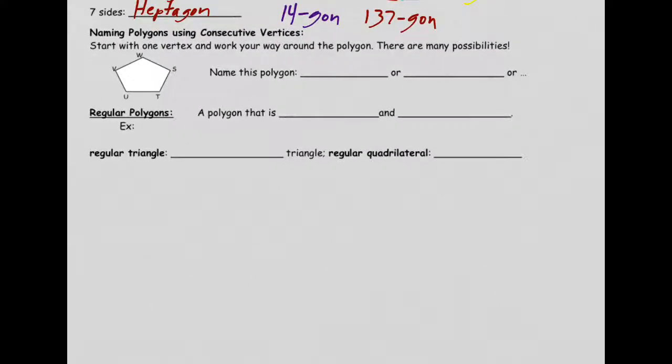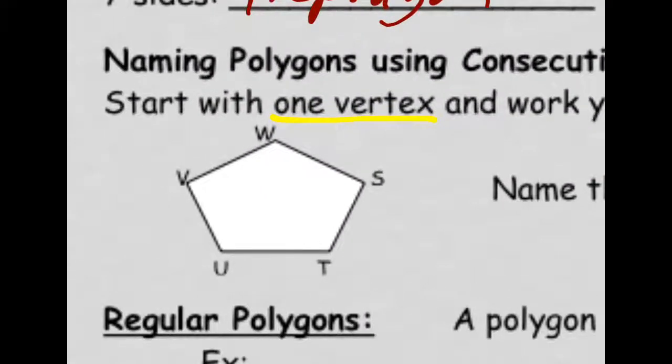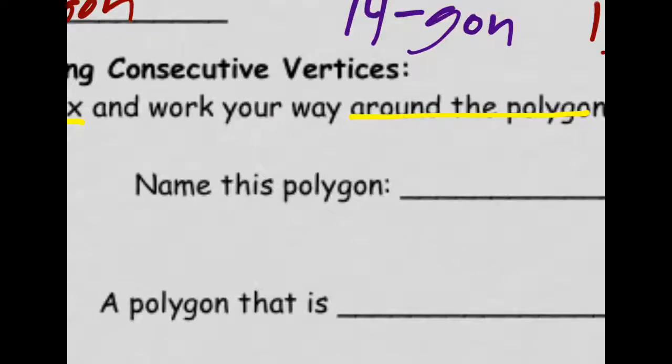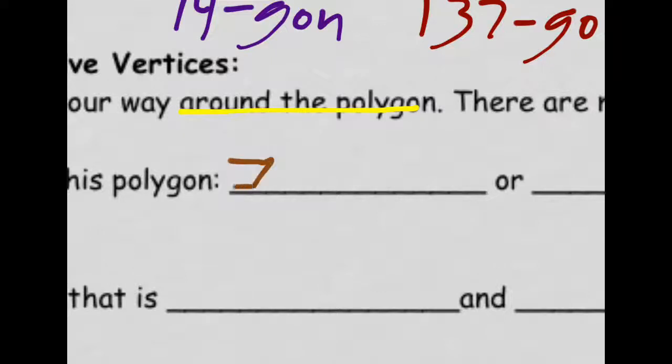Name polygons using consecutive vertices. Alright guys, now let's take a look at this. Don't be a goofball. Start with one vertex and work your way around the polygon. When you're naming the polygon, you want to be able to not lift your pencil off the paper. So if you start with W over here, then your polygon's name is W, S, T, U, V.